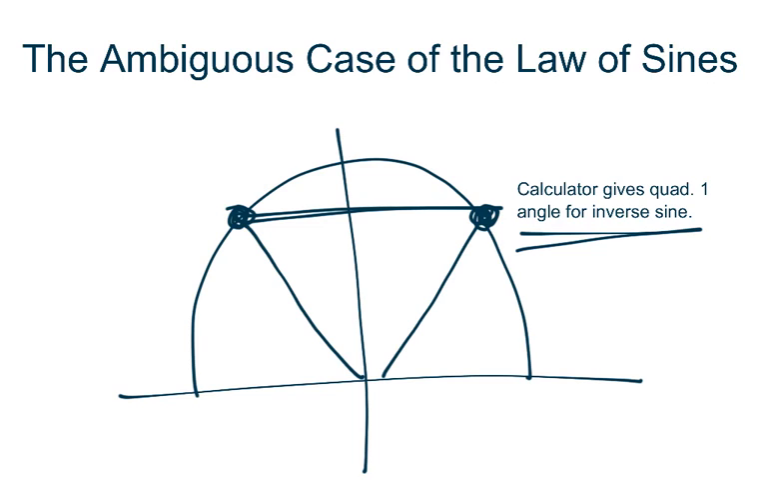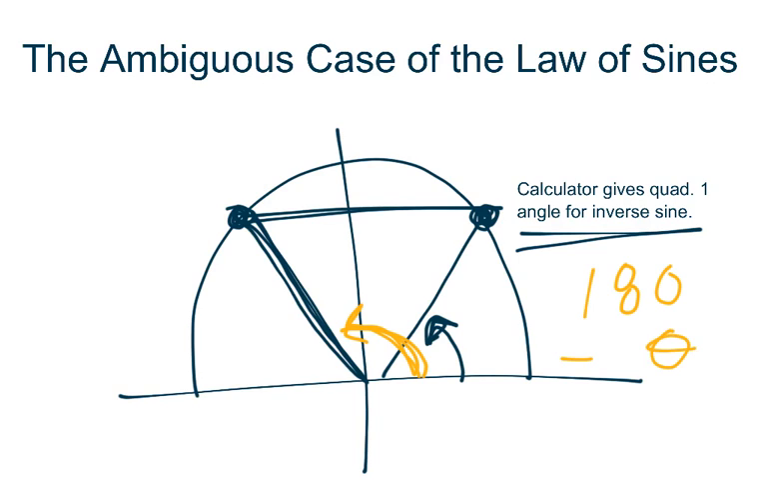Now, if the angle you're looking for is obtuse, remember, it has the same reference angle as the angle your calculator gives you, so in order to determine this angle, you simply subtract whatever your calculator gave you from 180. So 180 minus whatever the calculator gave you will determine your actual angle, if it is an obtuse angle.